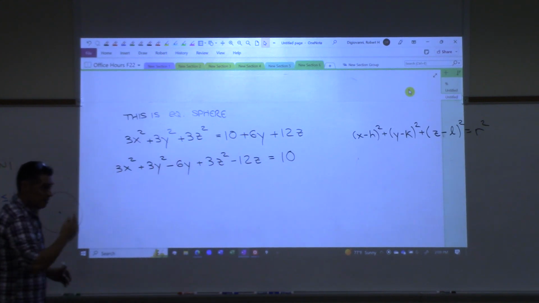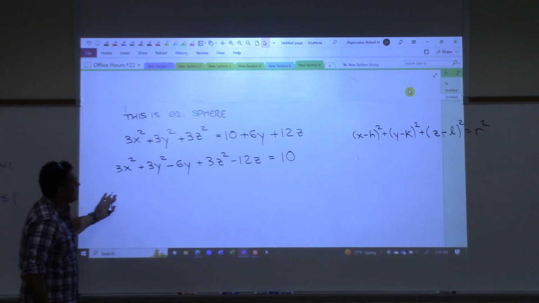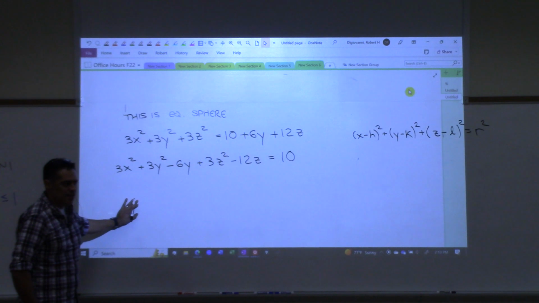Yes? Could we then factor our y out of there and our z out of there, so we'd end up with a small binomial, effectively? We don't want to factor. No, because that's not what completing the square is. It's not factoring.